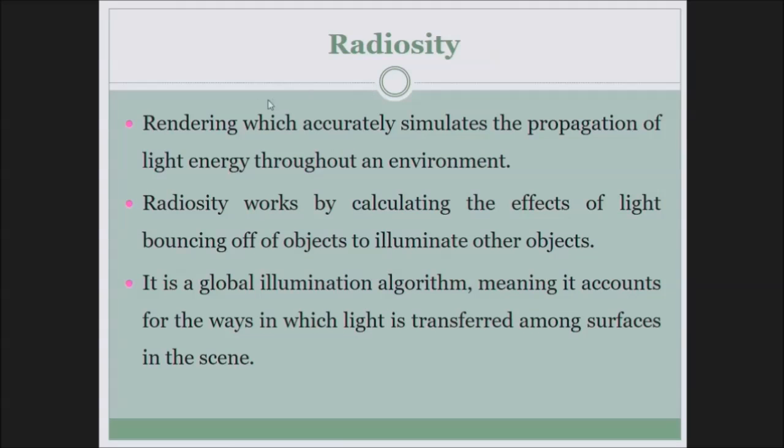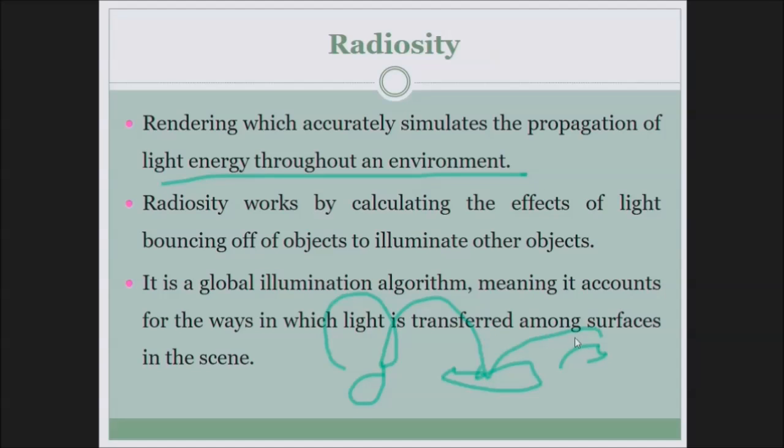Radiosity. This is a rendering method which accurately simulates the propagation of light energy throughout an environment. Radiosity works by calculating the effects of light bouncing off objects to illuminate other objects. Means if these are various objects, light goes here, then gets reflected and coming down, refracting. All these things are considered. So it is a global illumination algorithm, meaning it accounts for the ways in which light is transferred among surfaces of the scene.